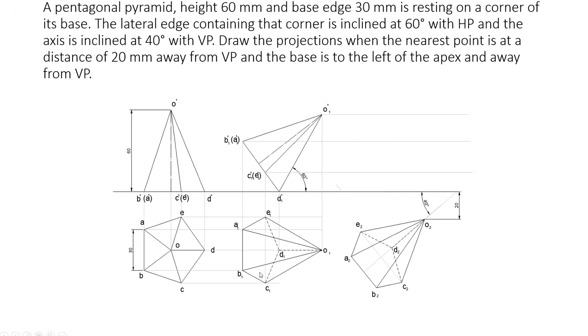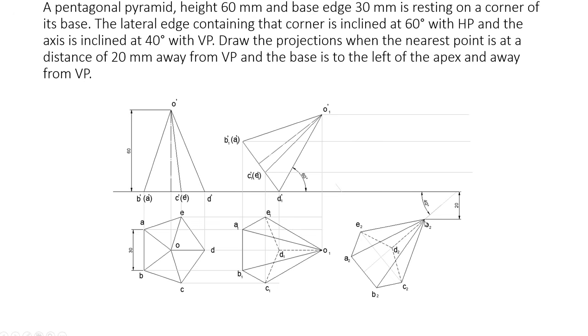Now it is given that the top view of the axis is inclined 40 degrees with VP, and also the nearest point is 20 mm away from VP. So from here you draw a line at 40 degrees like this, and mark 20 mm vertically. From here you mark 20 mm. So that is your base point. From there you want to construct this pentagonal pyramid top view here.